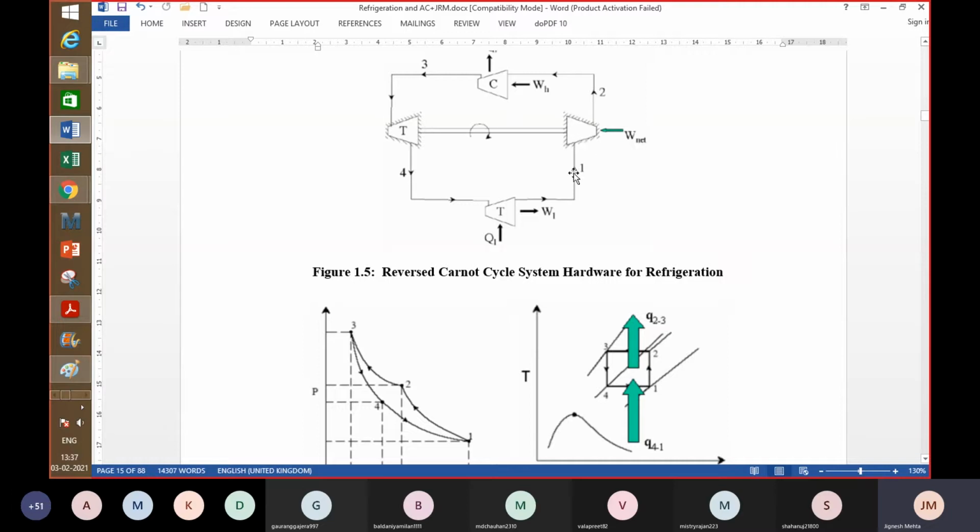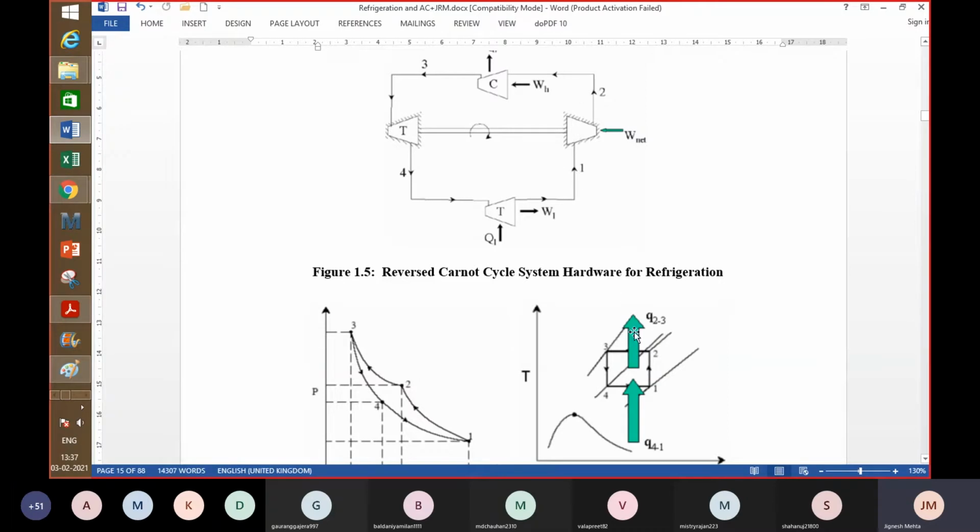If you talk about the process 1-2, that is adiabatic compression. So that is shown on the TS diagram here, 1-2, and it is shown on the PV diagram here, 1-2. So that can be performed in an adiabatic or reversible adiabatic process, so an isentropic process. So an adiabatic compressor may be used for that purpose.